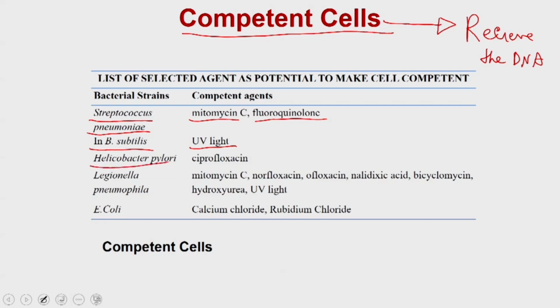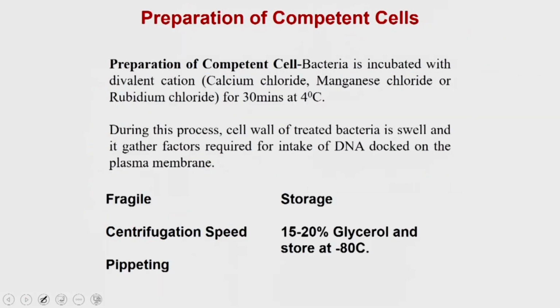Similarly, for Helicobacter pylori, the bacterium which is responsible for ulcers, you have to treat it with a chemical called ciprofloxacin, and for another kind of bacteria, Legionella pneumophila, you have chemical treatment as well as physical treatment such as UV light or hydroxyurea. And in the case of E. coli, you can use calcium chloride, rubidium chloride or magnesium chloride for making them competent.